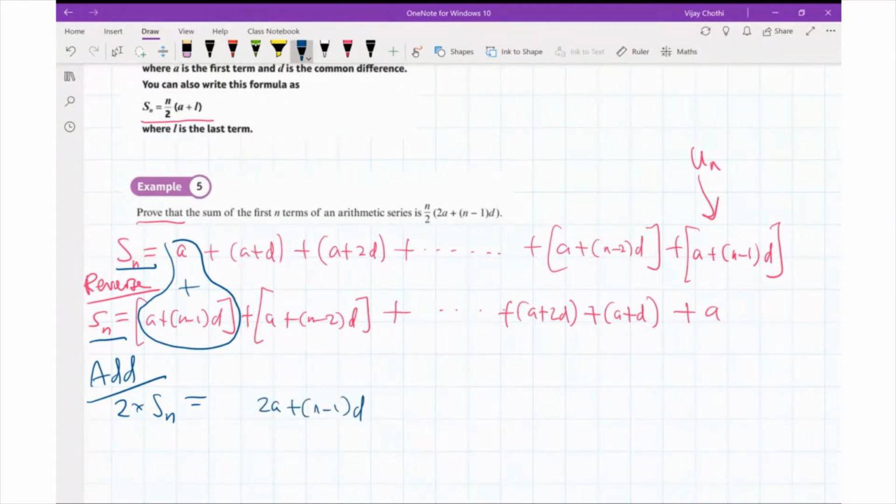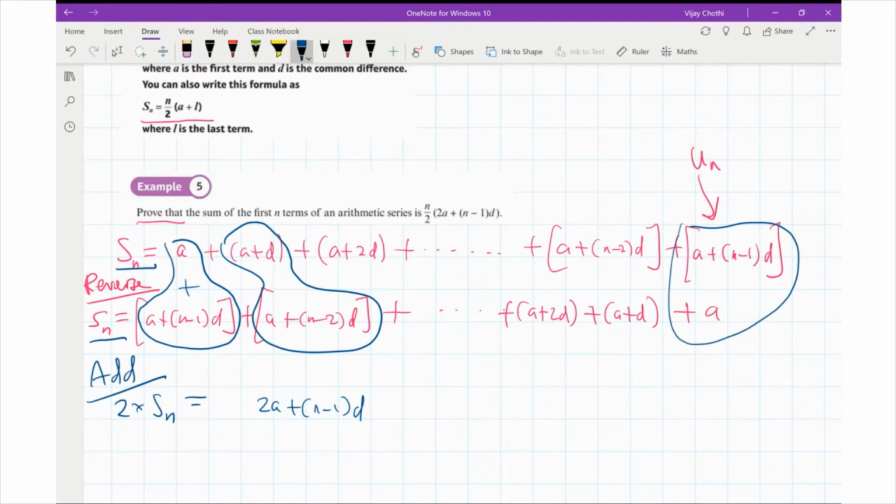If you add the next pair together, a plus a gives you 2a, and (n minus 2)d plus d will give you (n minus 1)d again. So that expression is repeated. If you go all the way through to the end, that pair will give you 2a plus (n minus 1)d. So if you pair them up, you get the same expression, 2a plus (n minus 1)d, just repeated throughout. The question is, how many of these pairs do you have? Well, I'm adding together n terms, so I just have n lots of the expression.